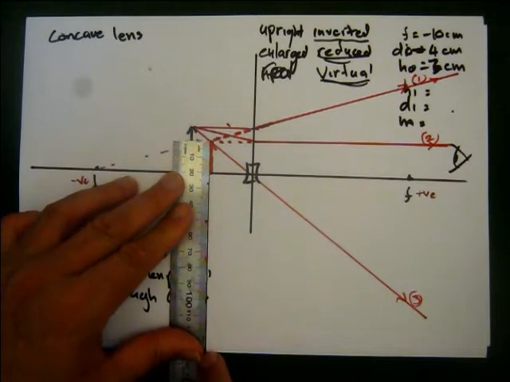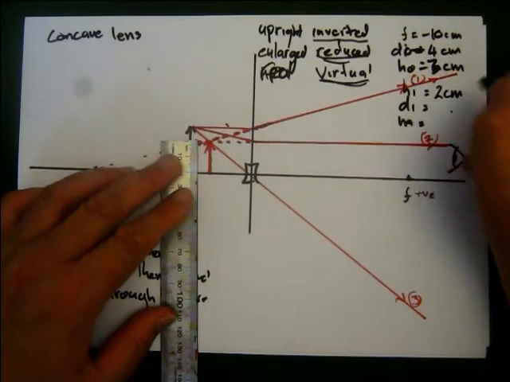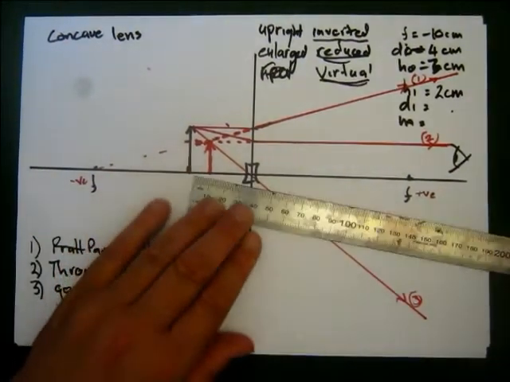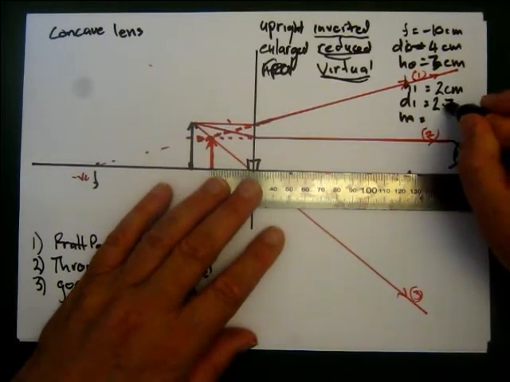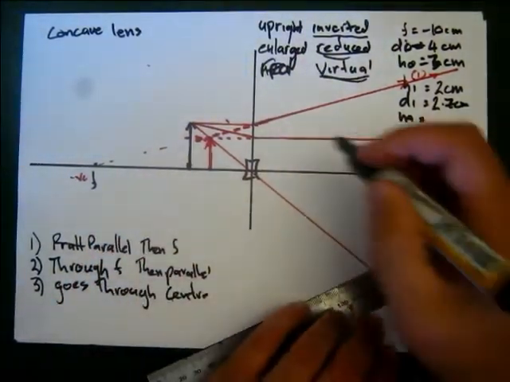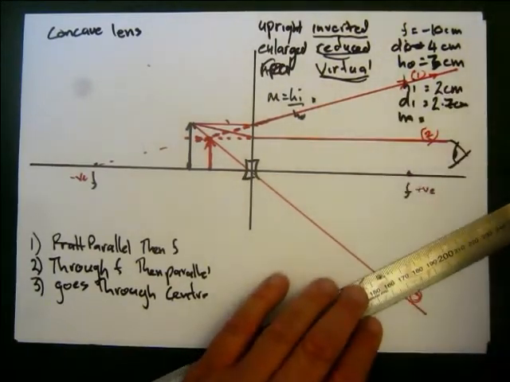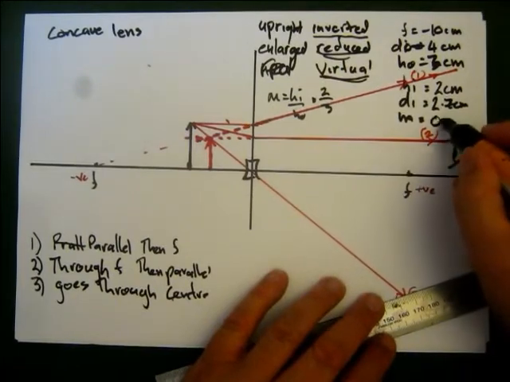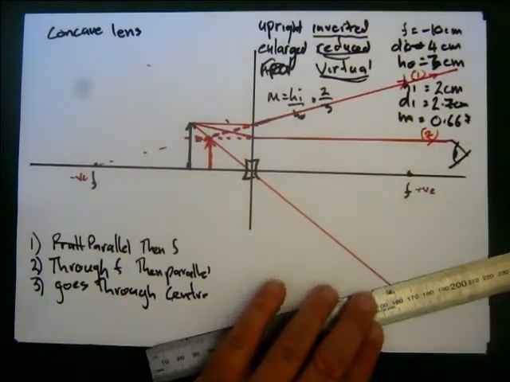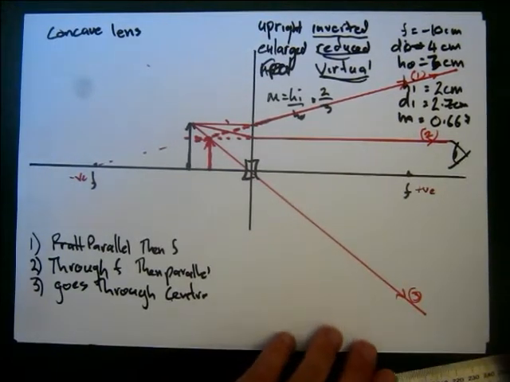It's going to be about 2 centimeters. Distance image is going to be 2.7 centimeters. And the magnification M equals height image over height object equals 2 over 3 equals 0.667. Okay. Or we can do this the usual way, we can do maths.